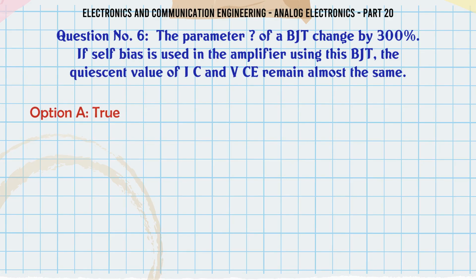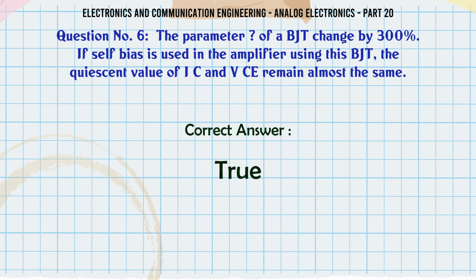The beta parameter of a BJT changed by 300. If self-bias is used in the amplifier using this BJT, the quiescent value of IC and VCE remain almost the same. A. True. B. False. C. D. The correct answer is true.